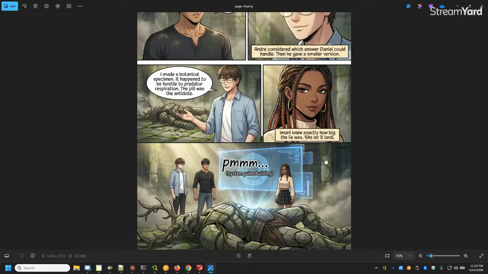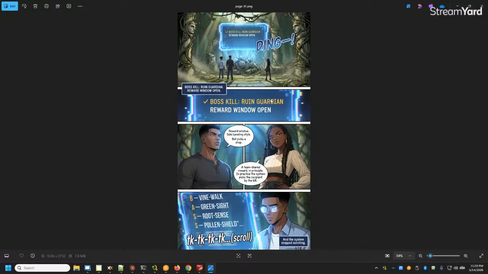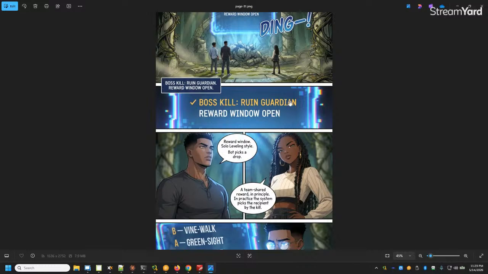Of course, since the boss is dead, the system is popping up, telling them congratulations, you have passed. Blah blah blah. Boss kill, ruin guardian, ruin reward window open. Solo leveling style. What? Oh, okay. He's saying that. Okay, okay, okay. It's kind of like a fourth wall thing happening here.